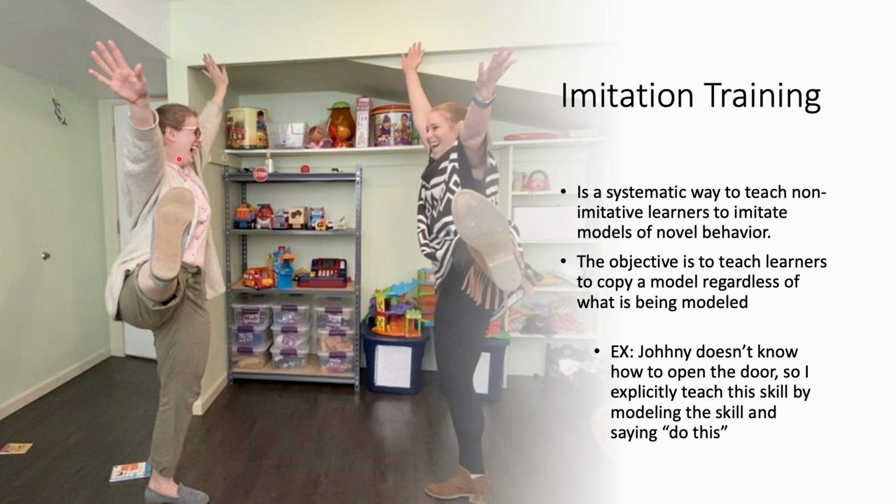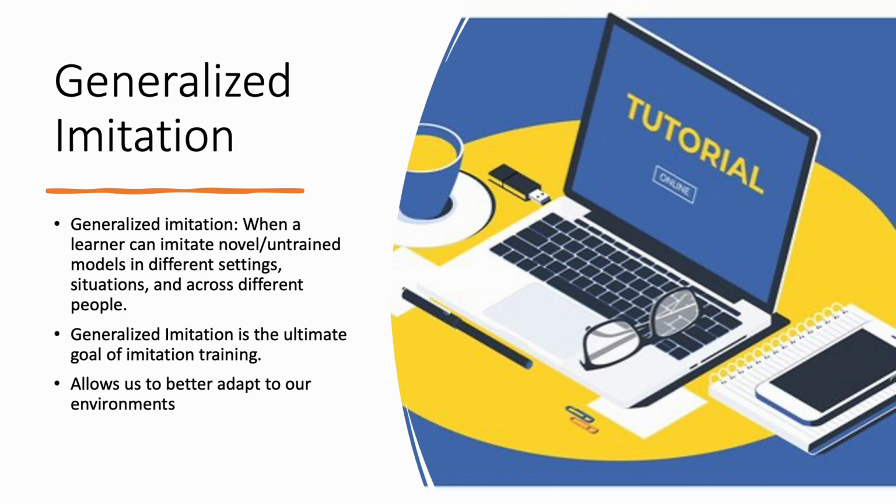We need to teach individuals to engage in imitative behavior when they see a novel model, not just those things that we've explicitly taught. So what this means is that the goal of all of your imitation programs that you're working on should always be generalized imitation.